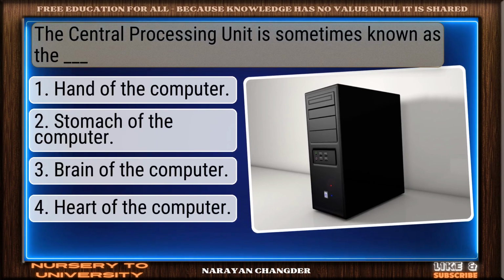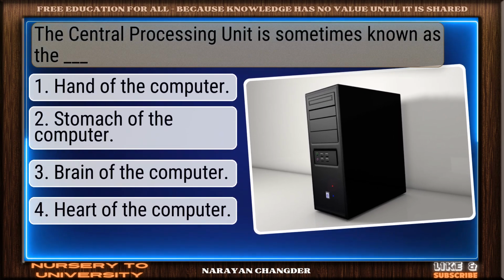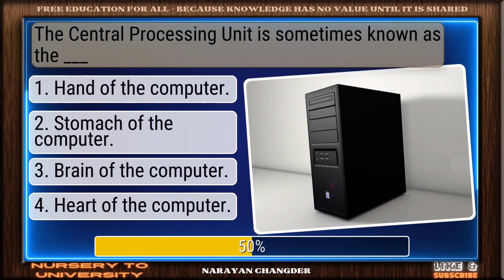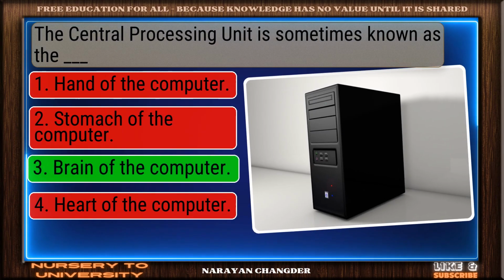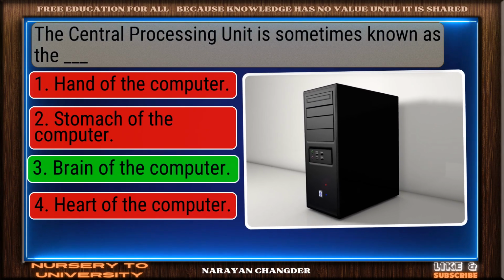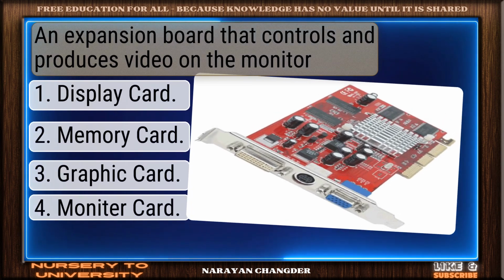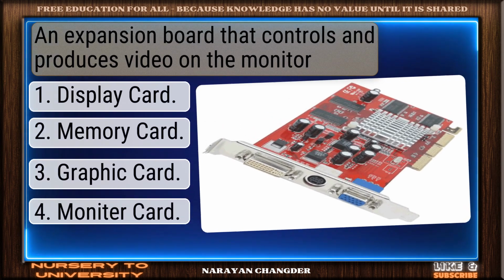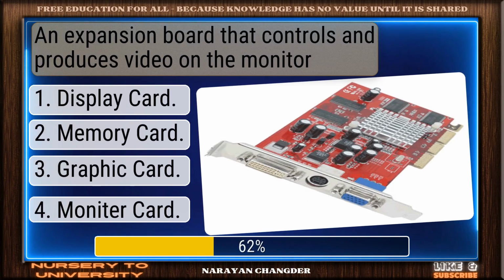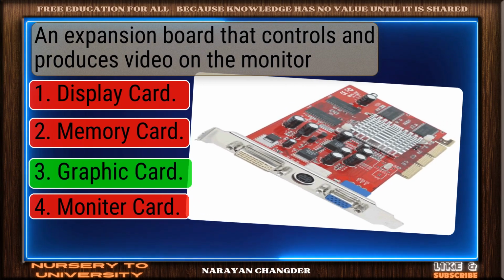The central processing unit is sometimes known as the dash. Smart move. Brain of the computer is an accurate answer. An expansion board that controls and produces video on the monitor. Right choice. Graphics card is the best answer.